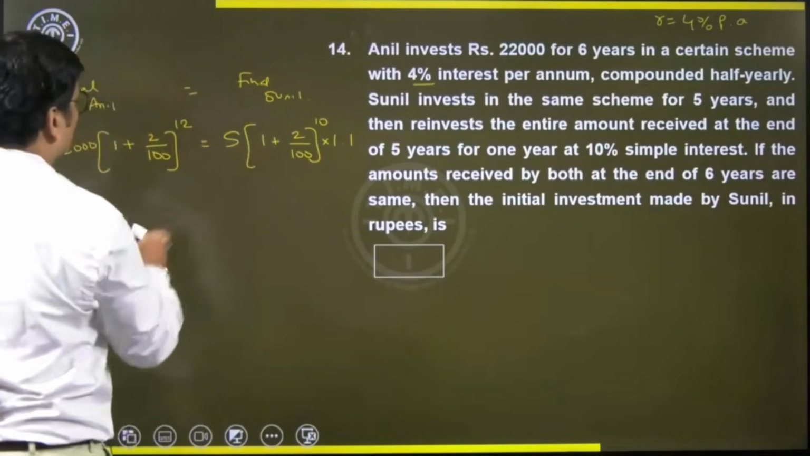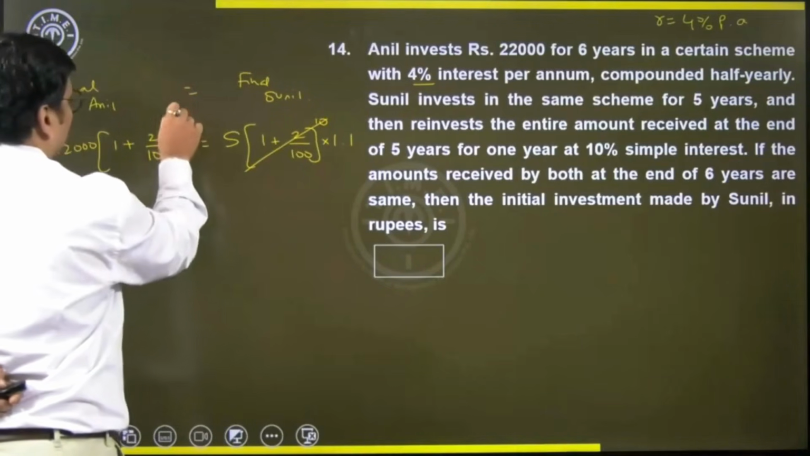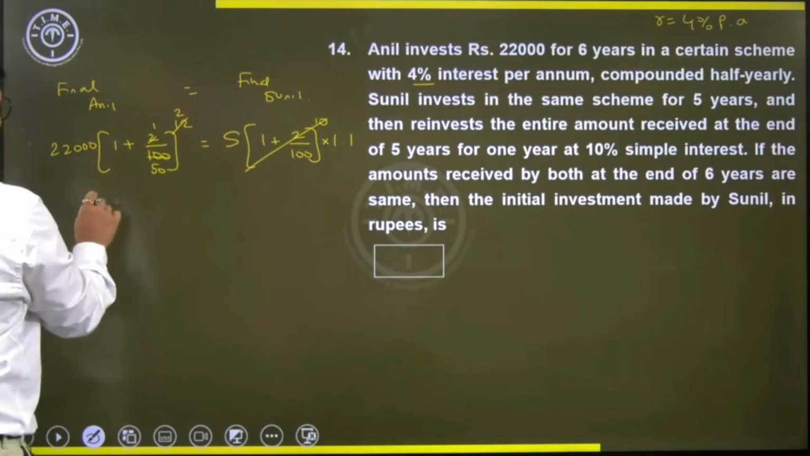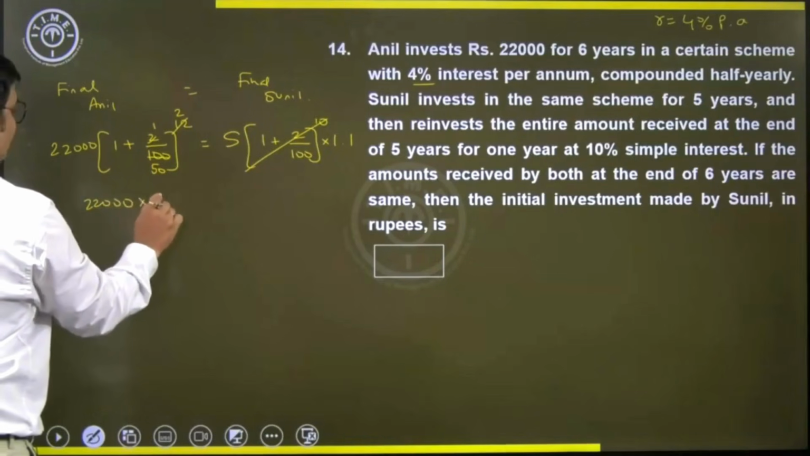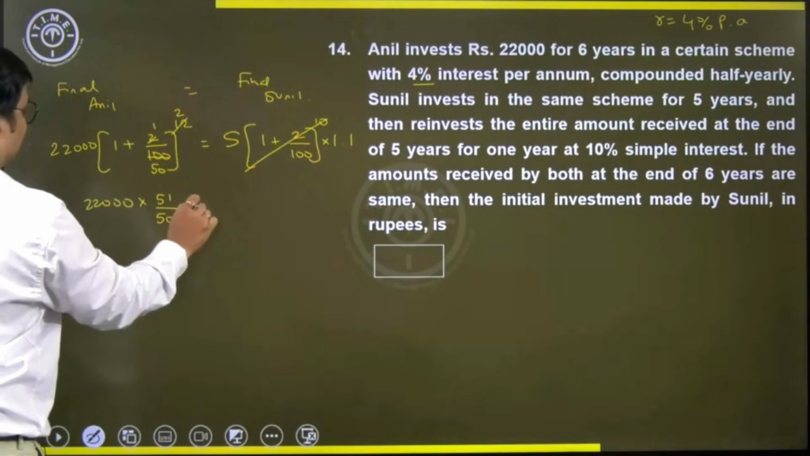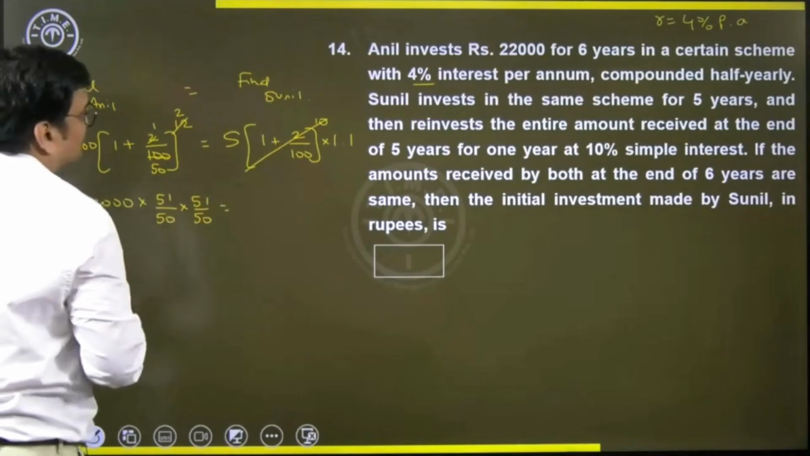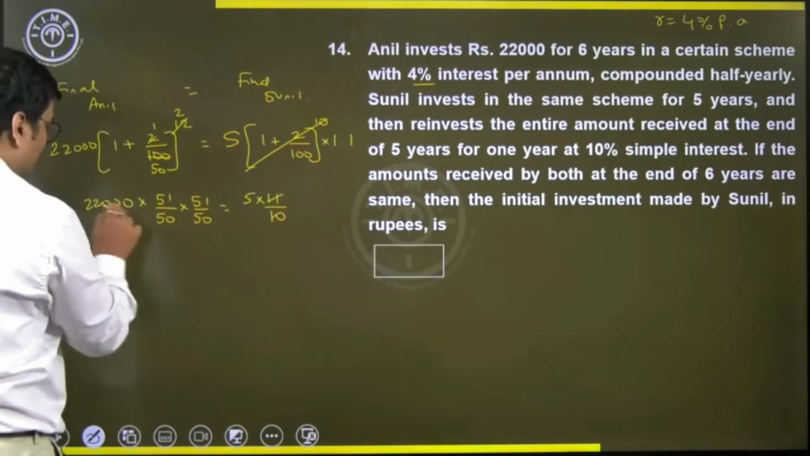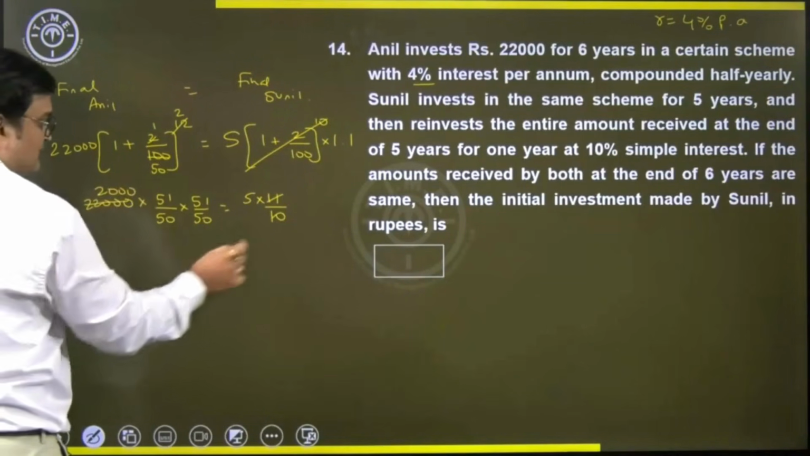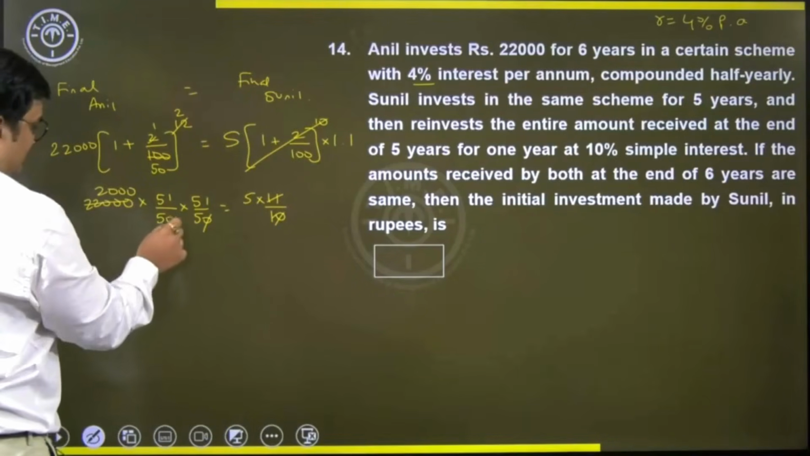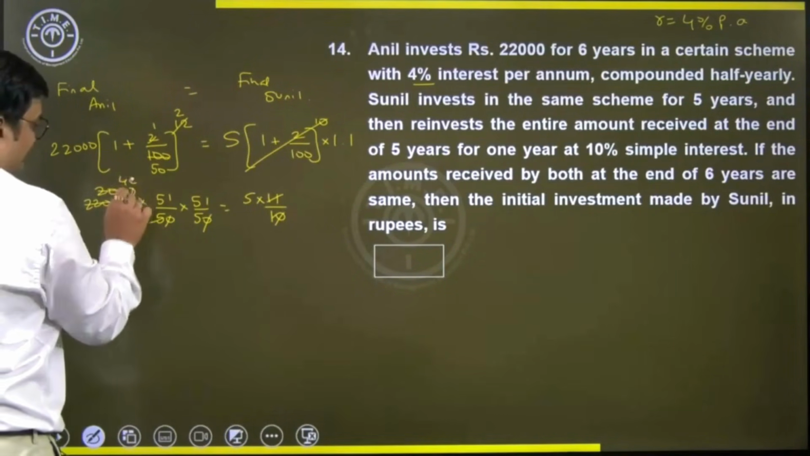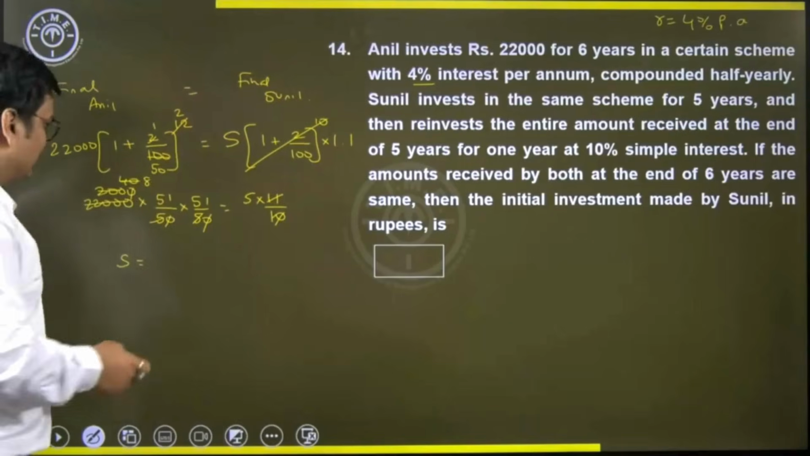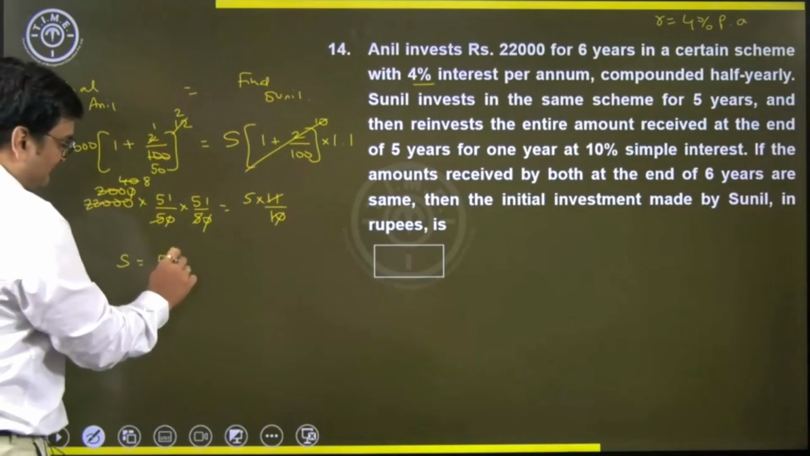So, both should be equal. If you notice both sides, the power 10 and power 10 will go away, the square will remain. So, this will be 51 by 50 square, 22,000 into 51 by 50 square, and here it is S into 11 by 10. So, 11 will go 2000 times and 10 will go 1 time. This 50 will go 40 times and this will go 8 times. So, finally, the initial investment by Sunil will be equal to 51 square into 8.